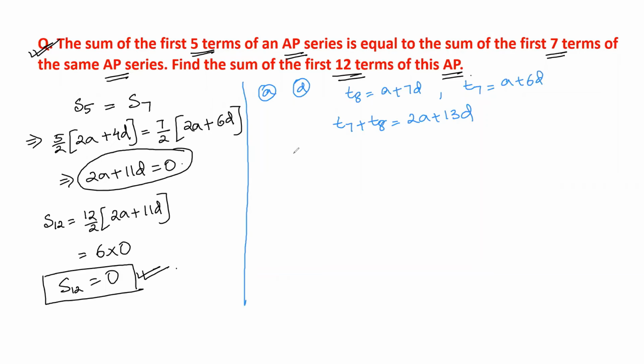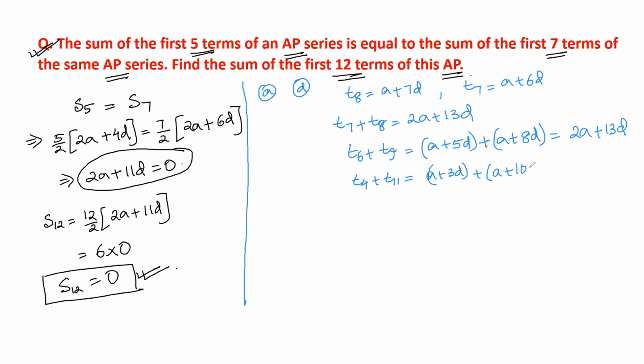In a similar way, if we want to find the sum of the 6th term and the 9th term of the same series, this would be a plus 5d plus a plus 8d. And this would also be 2a plus 13d. In a similar way, if we take the sum of the 4th term and the 11th term, this would be a plus 3d plus a plus 10d. And this will also give us 2a plus 13d. So the sum of the 7th term and 8th term is 2a plus 13d. The sum of the 6th term and 9th term is also 2a plus 13d. The sum of the 4th term and 11th term is also 2a plus 13d, and so on.